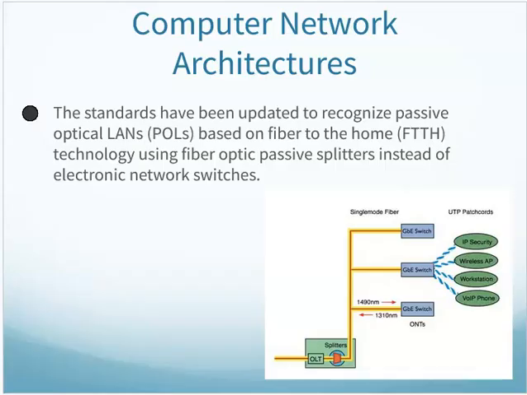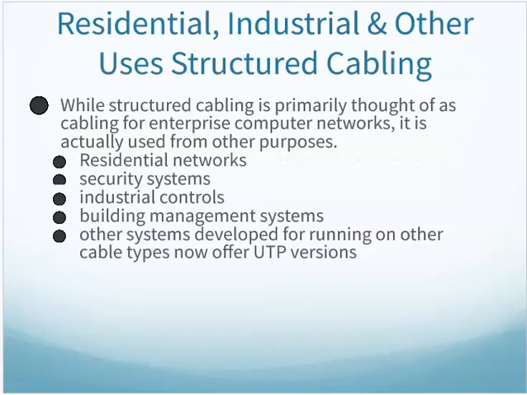The standards also recognize doing passive optical LANs based on fiber to the home technology. So you could have fiber runs from a closet out to switches at various parts of the building, and then copper from there out to workstations. And that, instead of having all the infrastructure with the copper out to outlets and everything, you could actually have a lot of fiber connecting things together, and giving you less of the equipment needed out in the closets and floors.